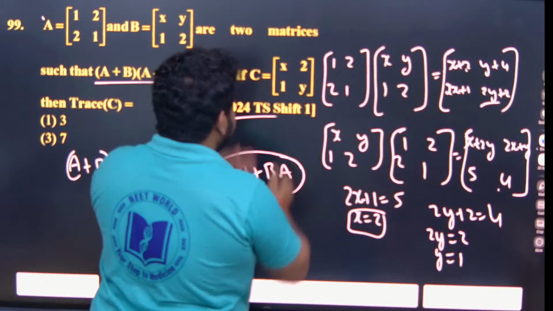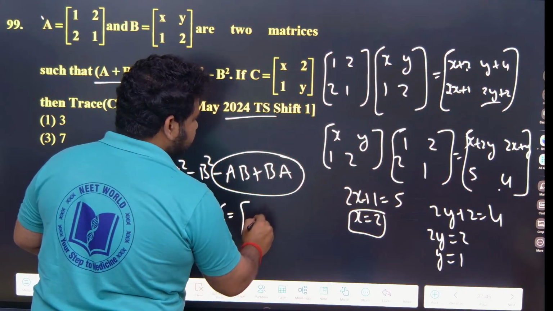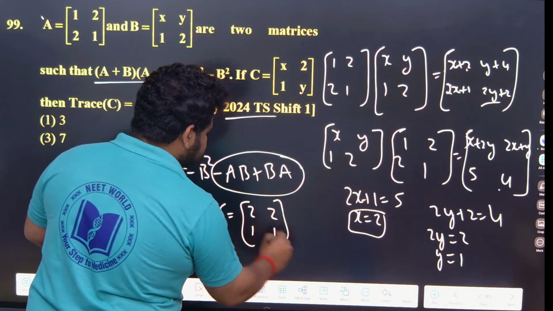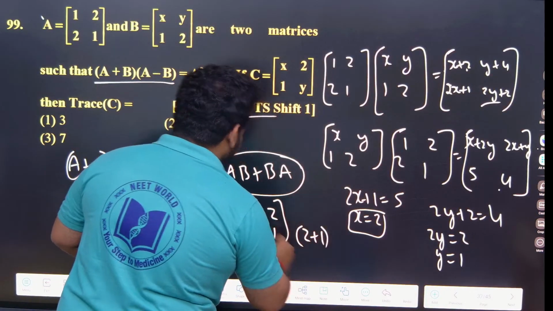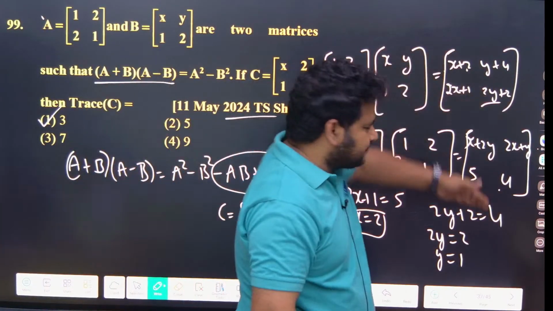Now take the trace of this matrix. C is equal to what will you get? Value of x is 2, so the matrix is 2, 2, 1 and 1. So trace of this is 2 plus 1, 3. So the answer is 3. Understood now? Definitely it will not come equal like this.